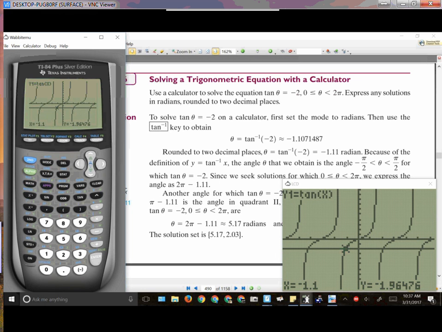That was the first one because of the way the inverse works. Where is the next one going to be? Well, the next one should be over here. How much farther over is that? Would that be another pi? So if I were to take my -1.1 and add 3.14 to it, should I end up in the same place? And the answer is yes. So, does that make sense?